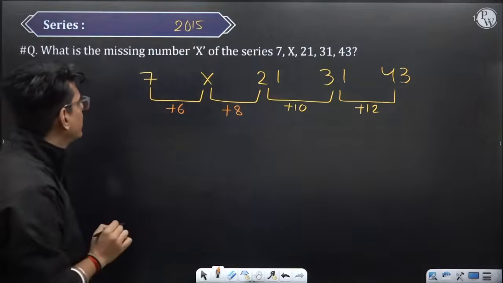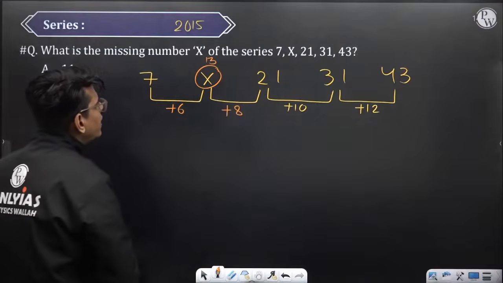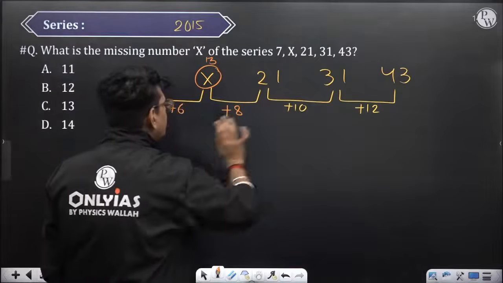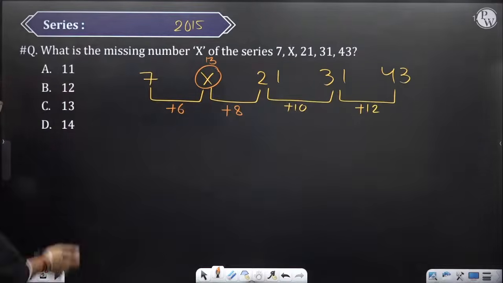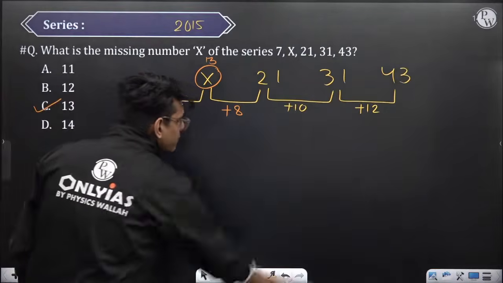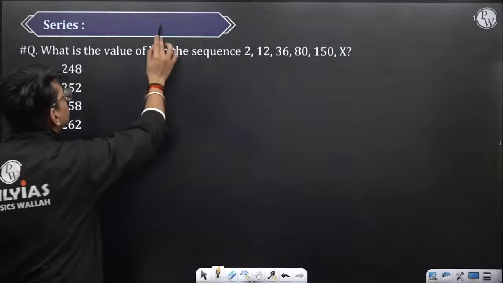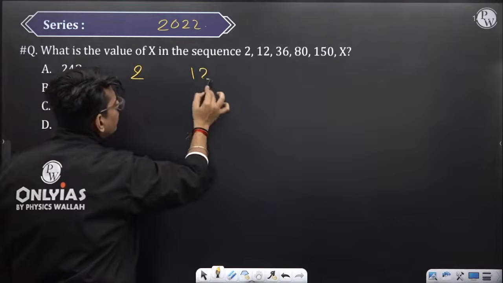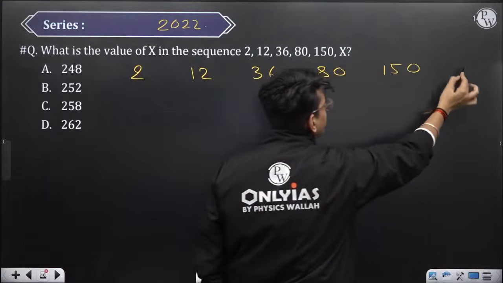Is it satisfying our condition? So 7 plus 6 is nothing but 13. 13 plus 8 is nothing but 21. So we can see if we take x equals 13 and try to follow this series, plus 6, plus 8, plus 10, plus 12, we are getting a complete series, and 13 is also in our option. So this is the correct option for this question. Okay, let's move to the next question. This is a question from 2022. The terms of the series are 2, 12, 36, 80, 150 and x.